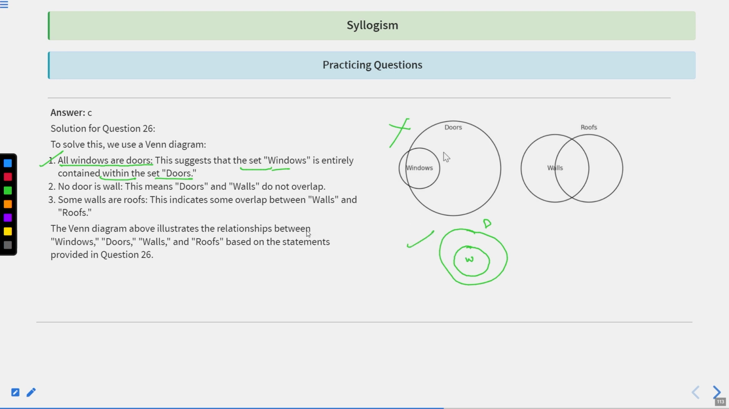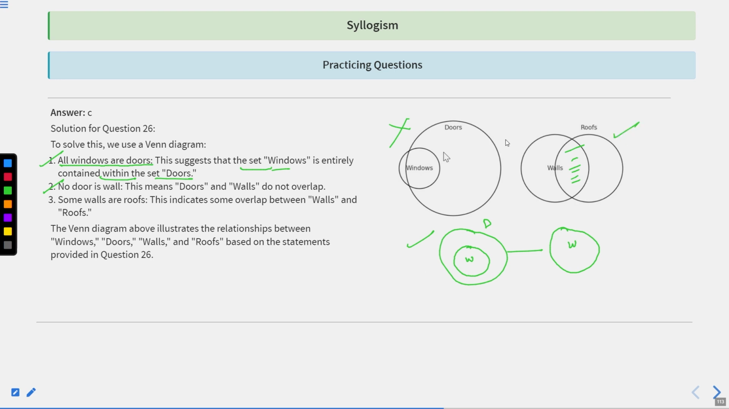Now another statement suggests that no door is wall. Since no door is wall means that there should be a gap between the circle representing door and the circle representing wall. And some walls are roof. This is the correct diagram. Some walls are roof, because we can see that there is an overlap between walls and roofs. So this is the right diagram.